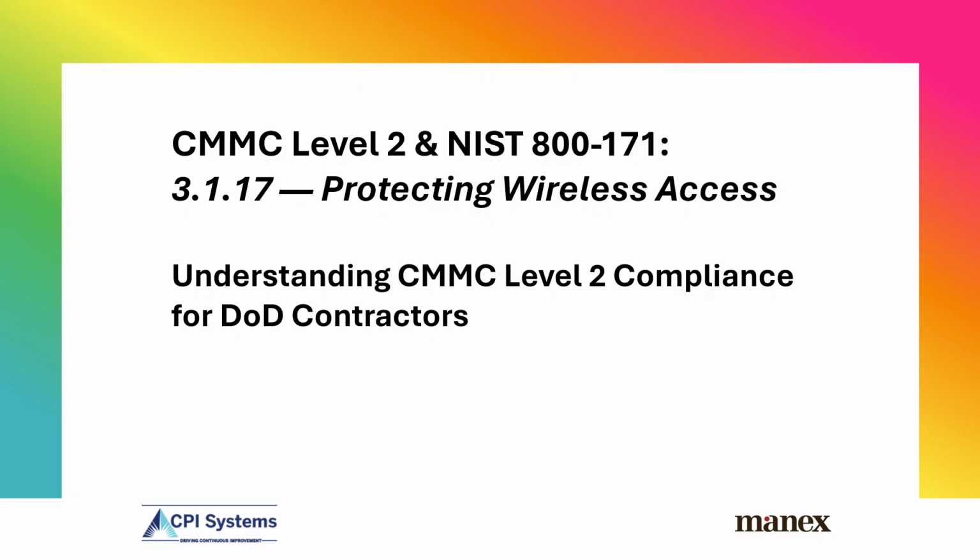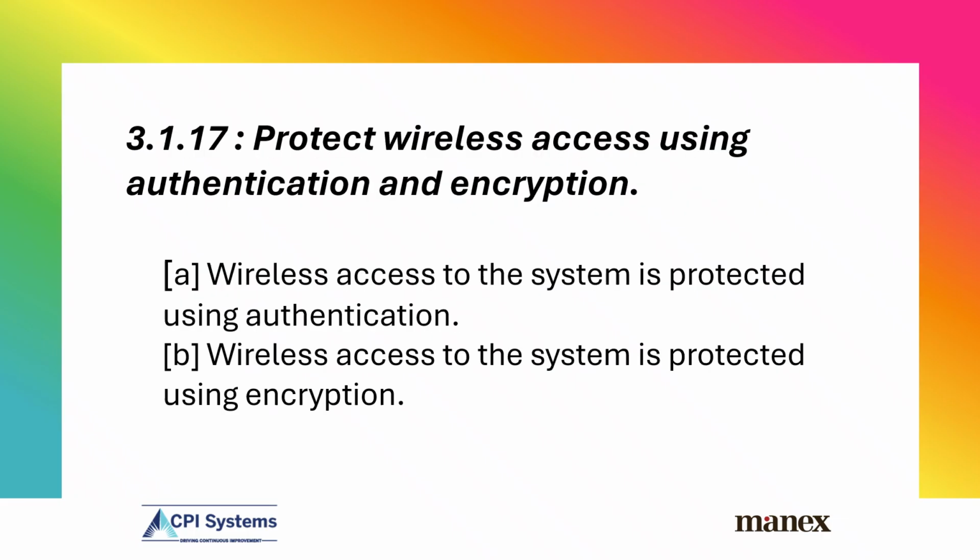Today, we'll review NIST 800-171 Requirement 3.1.17 on how to protect wireless access with both authentication and encryption as required for CMMC Level 2 compliance. Let's look at 3.1.17, the practice requirement, and also the assessment objectives. The requirement states, protect wireless access using authentication and encryption. What does this mean? A, wireless access to the system is protected using authentication. And B, wireless access to the system is protected using encryption. You must ensure that all wireless connections require trusted user authentication and use strong encryption methods to safeguard sensitive data.